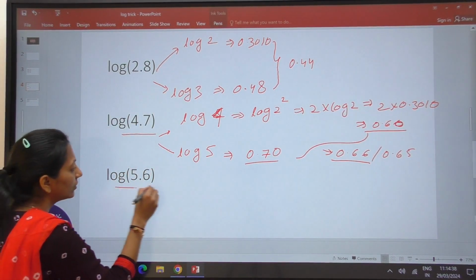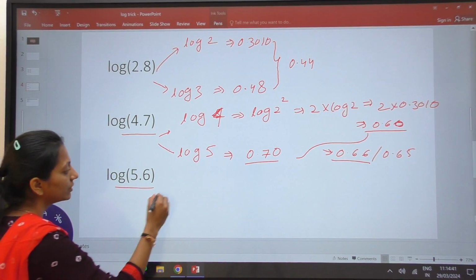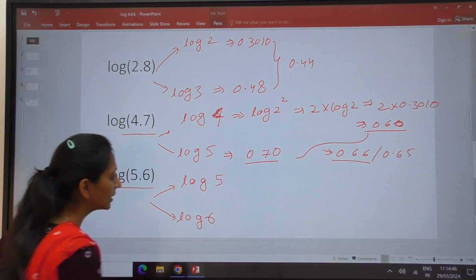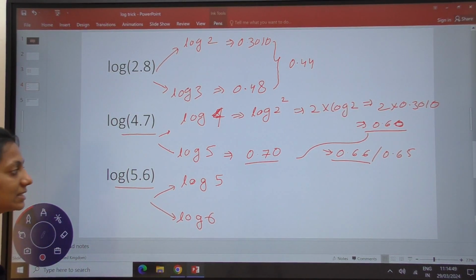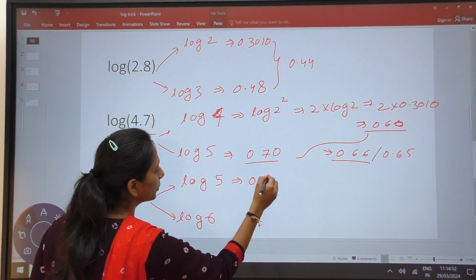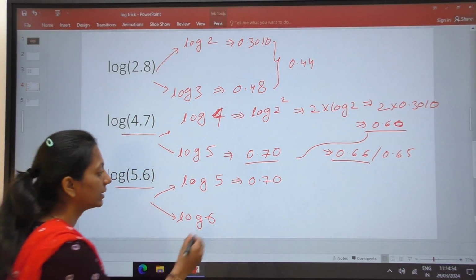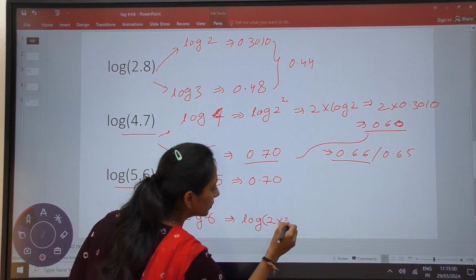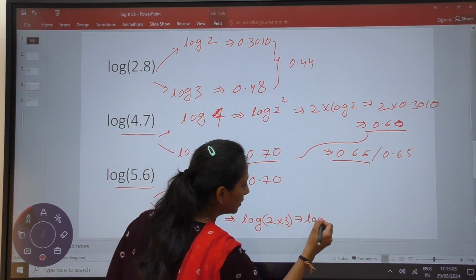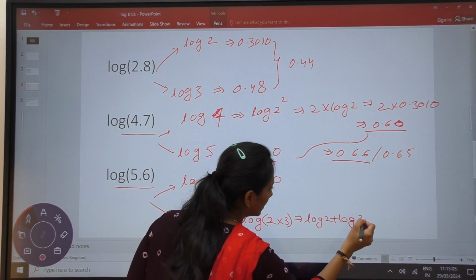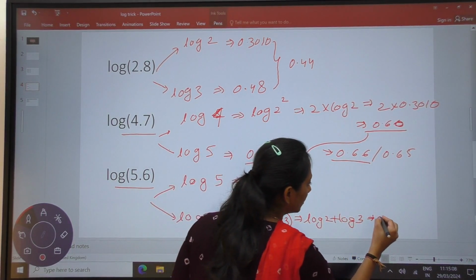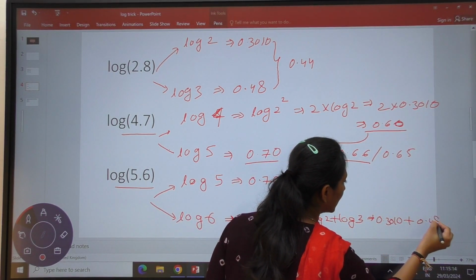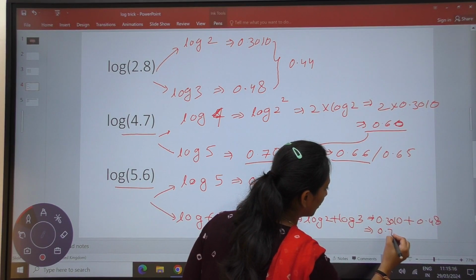Same way, if you want to find out log 5.6, what will be the range? We have to take the range of log 5 to log 6. This will be the range for your 5.6. Now the value of log 5 is given, 0.70. This we have to remember. And log 6 we can derive. Log 6 can be 2 into 3, which is equal to log 2 plus log 3. Log 2, what is the value? 0.3010 plus log 3, 0.48. Just now we have solved, we will have 0.78.